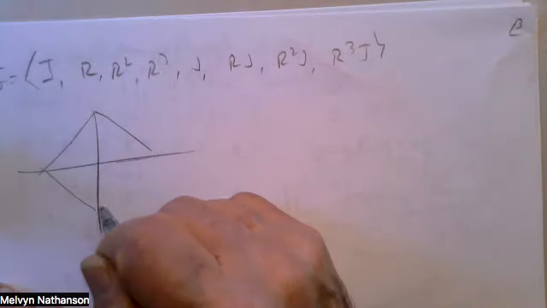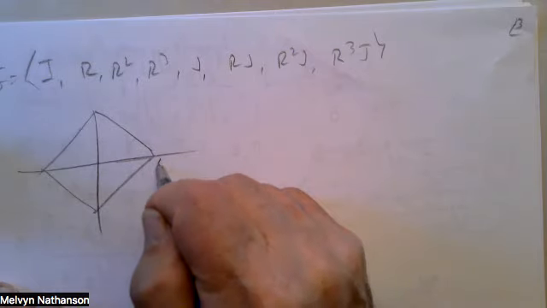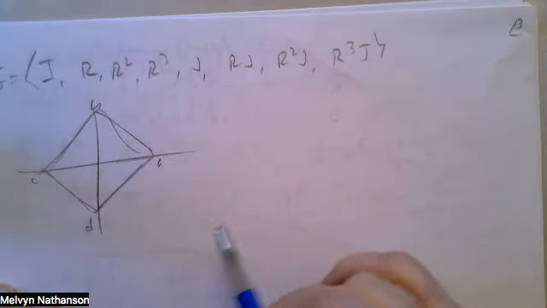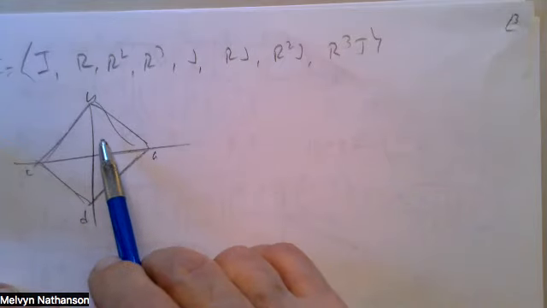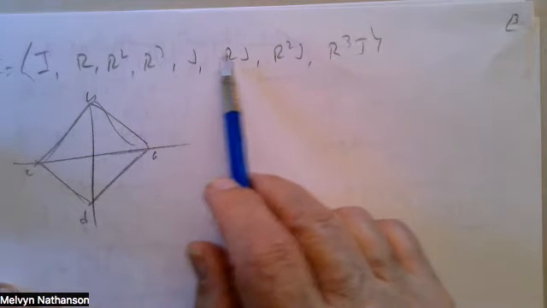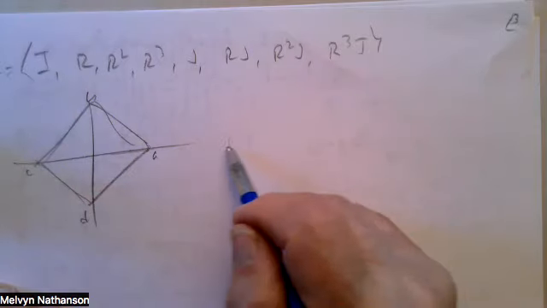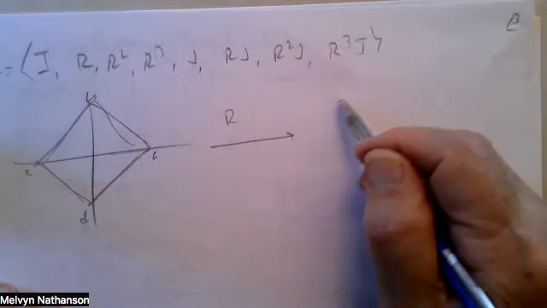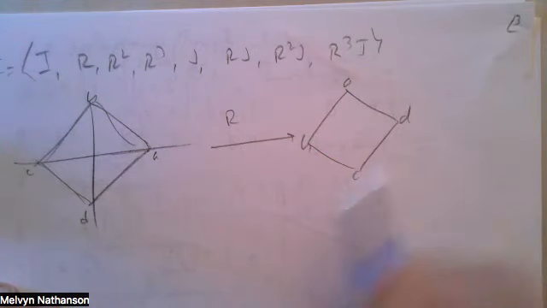So I'm going to write a square, but I'm going to write it in this form. So let's say this is A, B, C, D. These are the vertices of a square. And what happens when I apply r squared, r cubed, j, and so on? If I apply these different linear transformations to the square. So if I apply r, that's rotation by pi over 2, I get A, B, C, D.